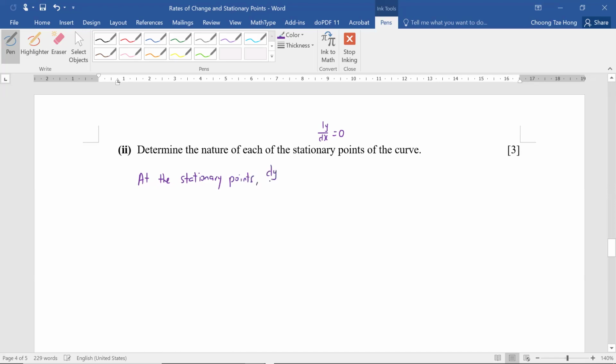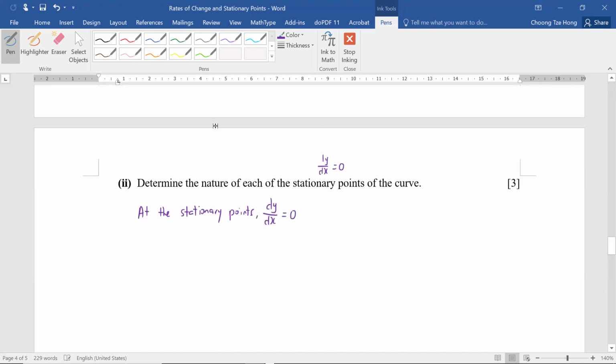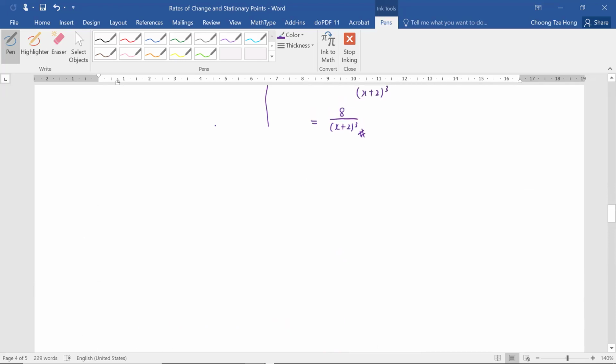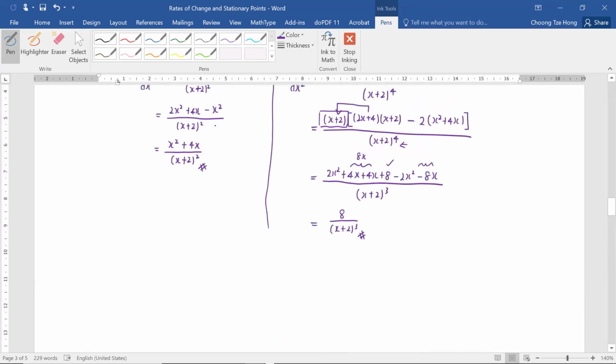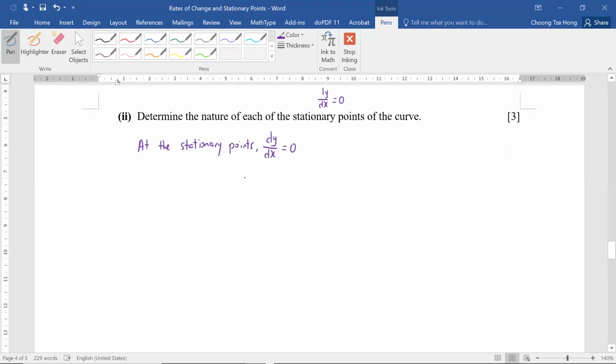Okay, so dy/dx equals 0. The dy/dx expression that we obtained is over here, right? (x squared + 4x) over (x + 2) squared. So (x squared + 4x) over (x + 2) squared equals 0. This means that x squared + 4x will be 0. So we're going to factorize out the x to get this.